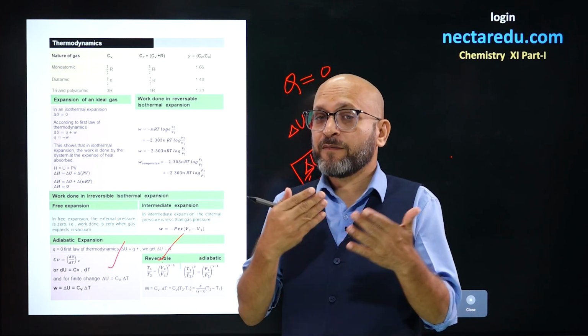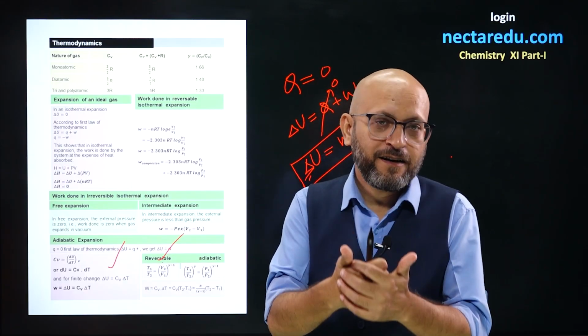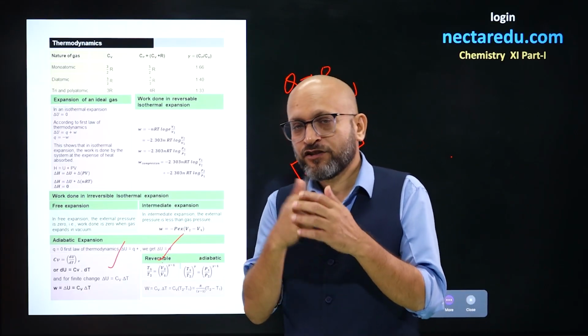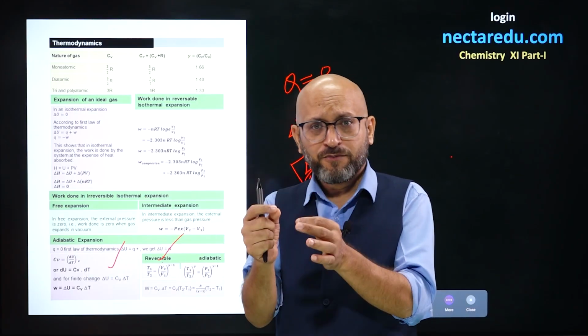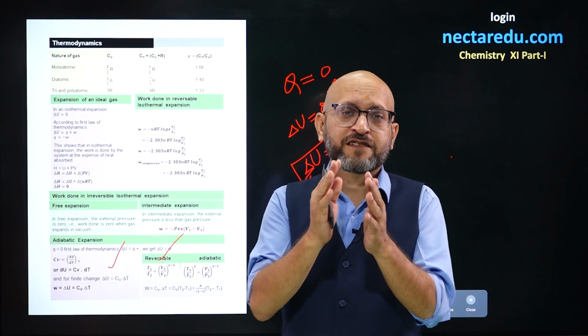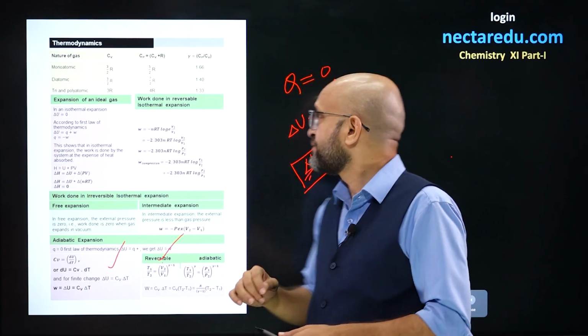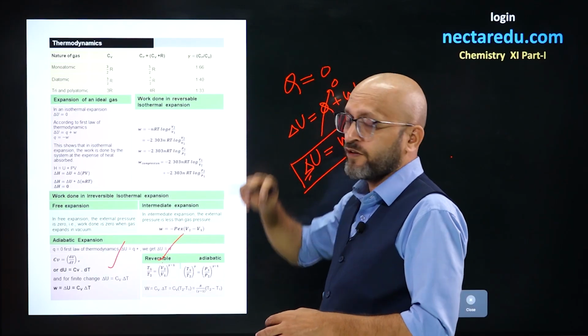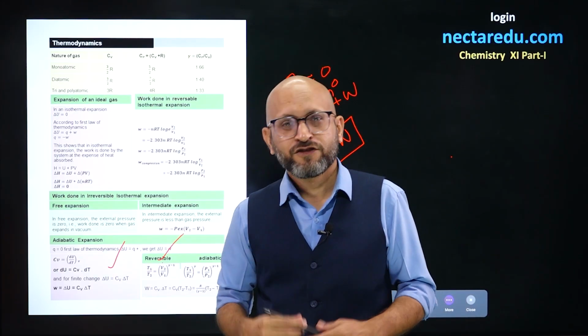And what is gamma? Gamma depends on the gas, what kind of gas we have taken. If it is a monoatomic gas, you will take 1.6666. If it is a diatomic, you will take 1.4, and if it is a triatomic, you will take 1.33. All right, so this is it.